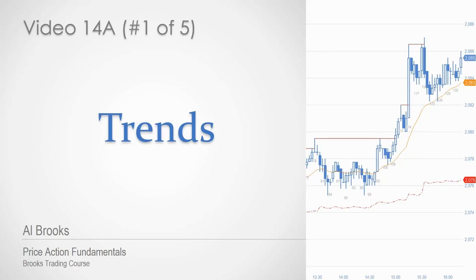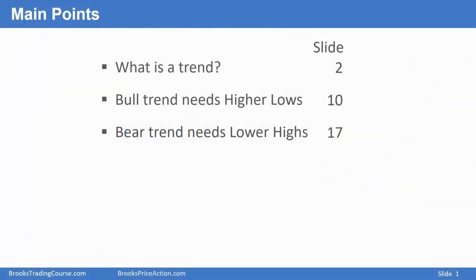This is the first of 5 videos on trends. I'm going to begin by talking about what exactly I mean when I use the term trend. Next, I'll move on to the most important feature of bull trends, and that's that it needs higher lows. And finally, bear trends need lower highs.